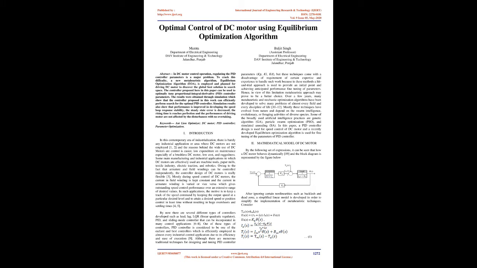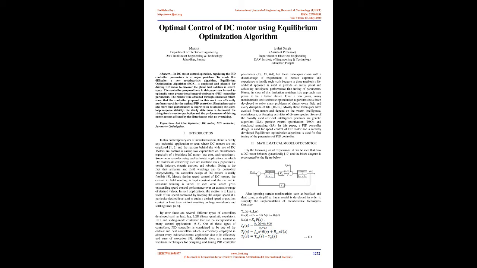The controller proposed in this paper can be used to optimally tune proportional integral derivative, PID, controller parameters. The results were obtained through simulation, which show that the controller proposed in this work can efficiently perform search for the optimal PID controller. Simulation results also show that performance is improved in developing the speed loop response stability, the steady-state error is decreased, the rising time reaches perfection, and the performance of the driving motor is not affected by the disturbances with no overtaking. Keywords: Antlion optimizer, DC motor, PID controller, parameter optimization.